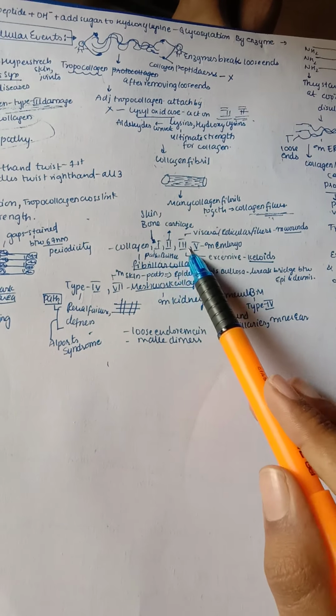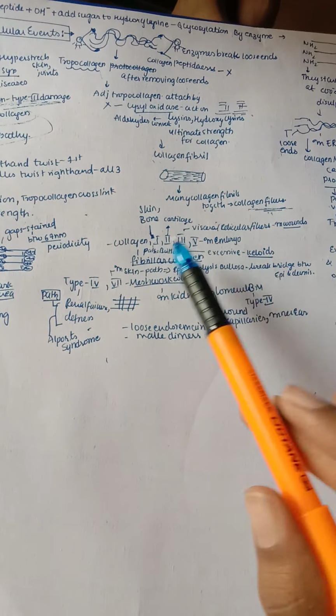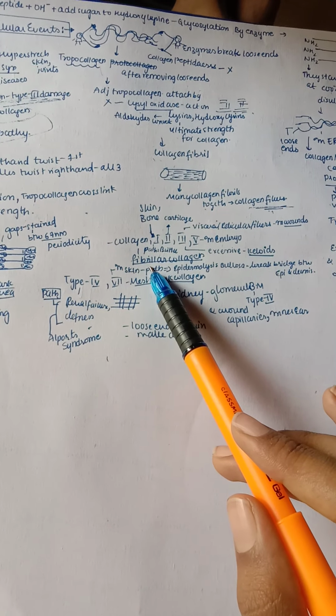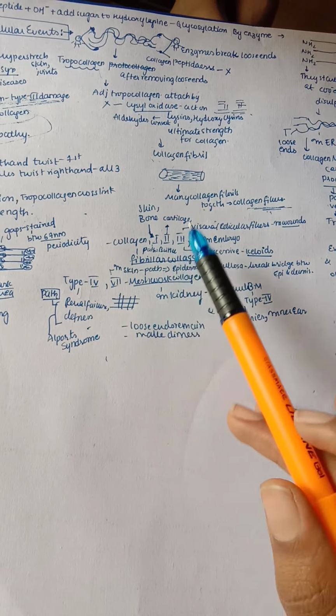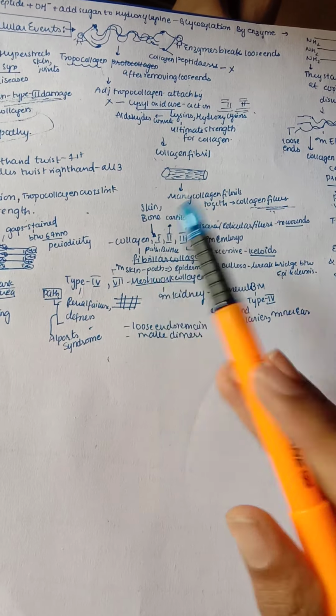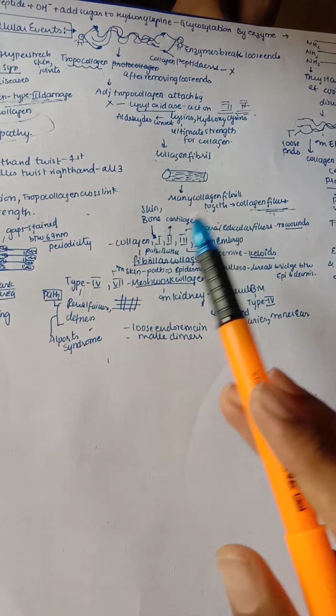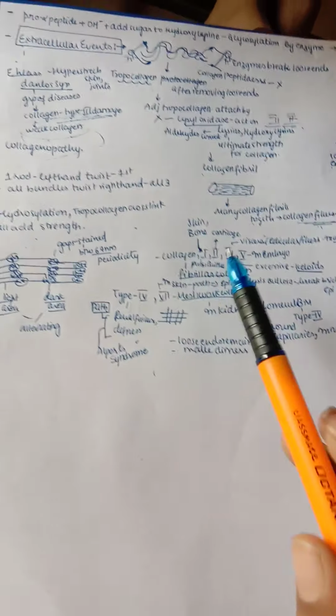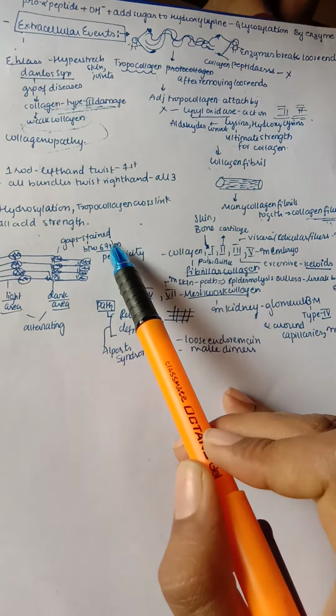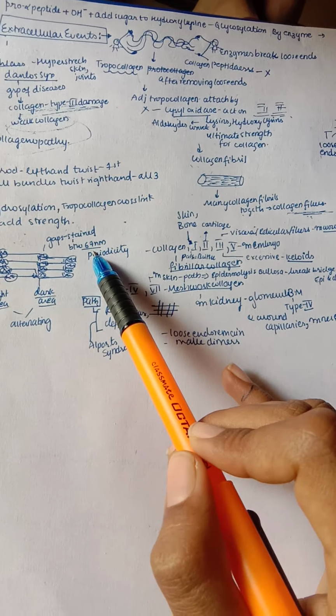So whenever type 3 collagen is excessive, then it may form keloids, and whenever type 1 collagen is pathological, then it may form brittle bone syndrome, as we discussed. So all this type 1, type 2, type 3, type 5, all together are called fibrillar collagen. So their structure is like this. They maintain a periodicity of 67 nanometers.